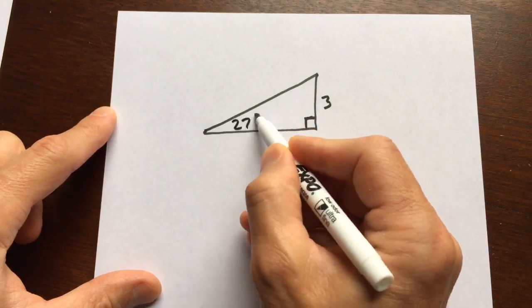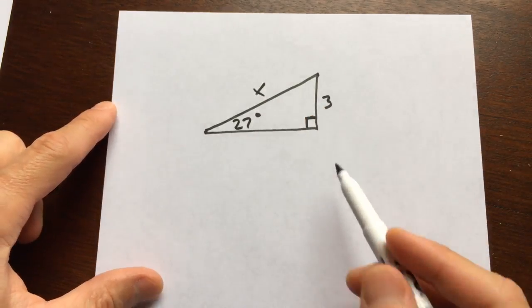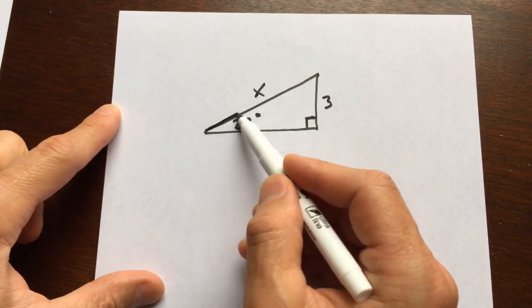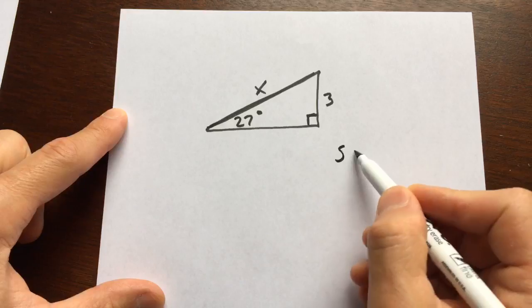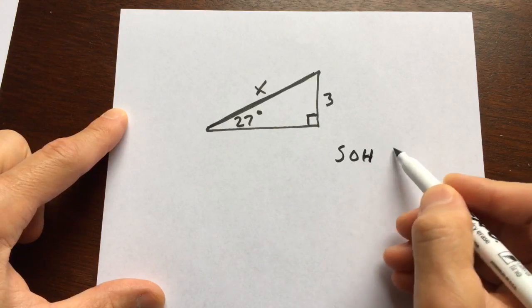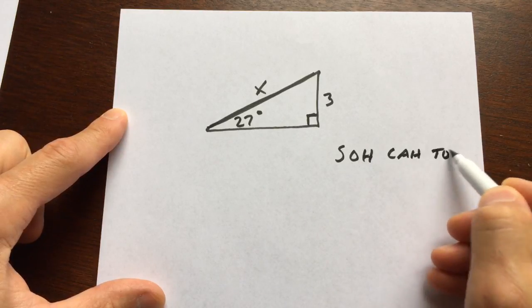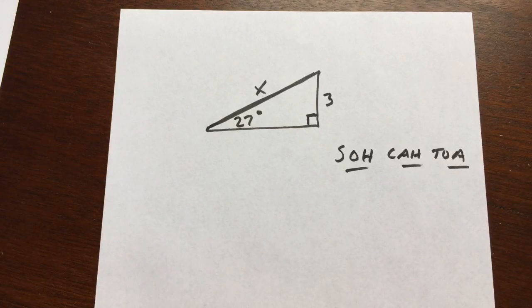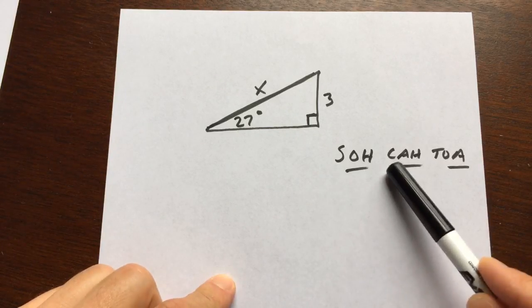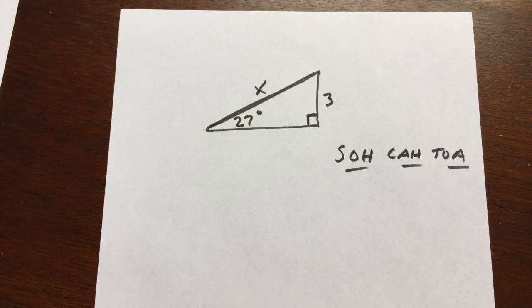But as far as solving some Sohcahtoa type problems, say for example this side is 3, this angle is 27 degrees, and this side is x. How would you solve for this missing side x? Here we're talking a little bit about the sine, cosine, and tangent ratios. So what do you think? Would it be a sine, cosine, or tangent ratio? Bob says sine of 27 equals 3 over x.